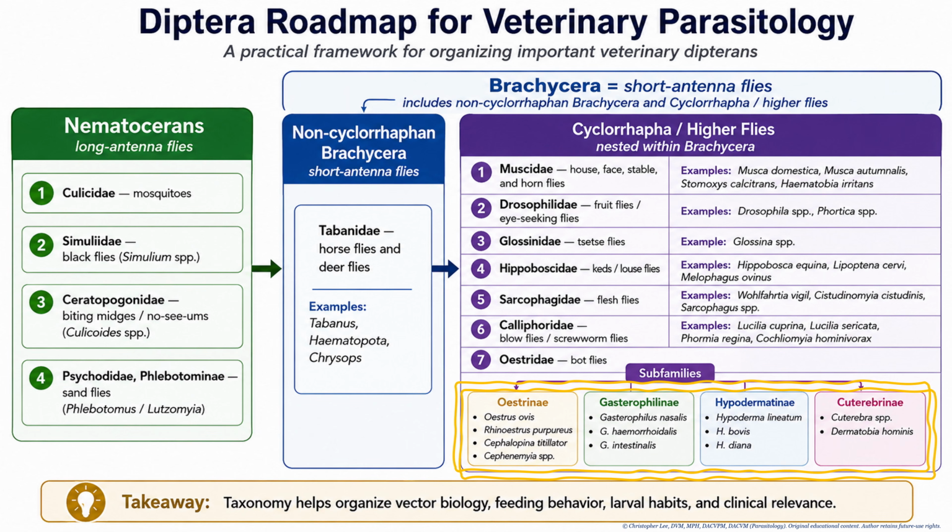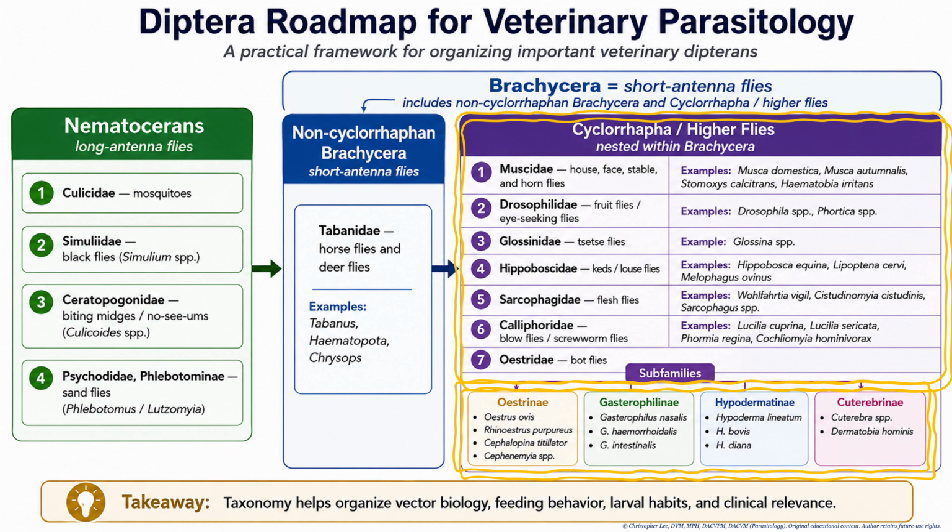Before we zoom in, let's place Cyclorrhaphans on the dipteran roadmap. Remember nematocerans, the long antenna flies include mosquitoes, black flies, biting midges, and sandflies. Tabanids, the horseflies and deer flies, sit in the non-Cyclorrhaphan brachyceran teaching bin. Today, we are inside Cyclorrhapha, the higher flies, nested within Brachycera. A taxonomy note. This roadmap is a teaching framework, not a complete phylogeny lesson. For veterinary reasoning, it works because it helps us organize vector biology, feeding behavior, larval habitats, myiasis risk, and clinical relevance.